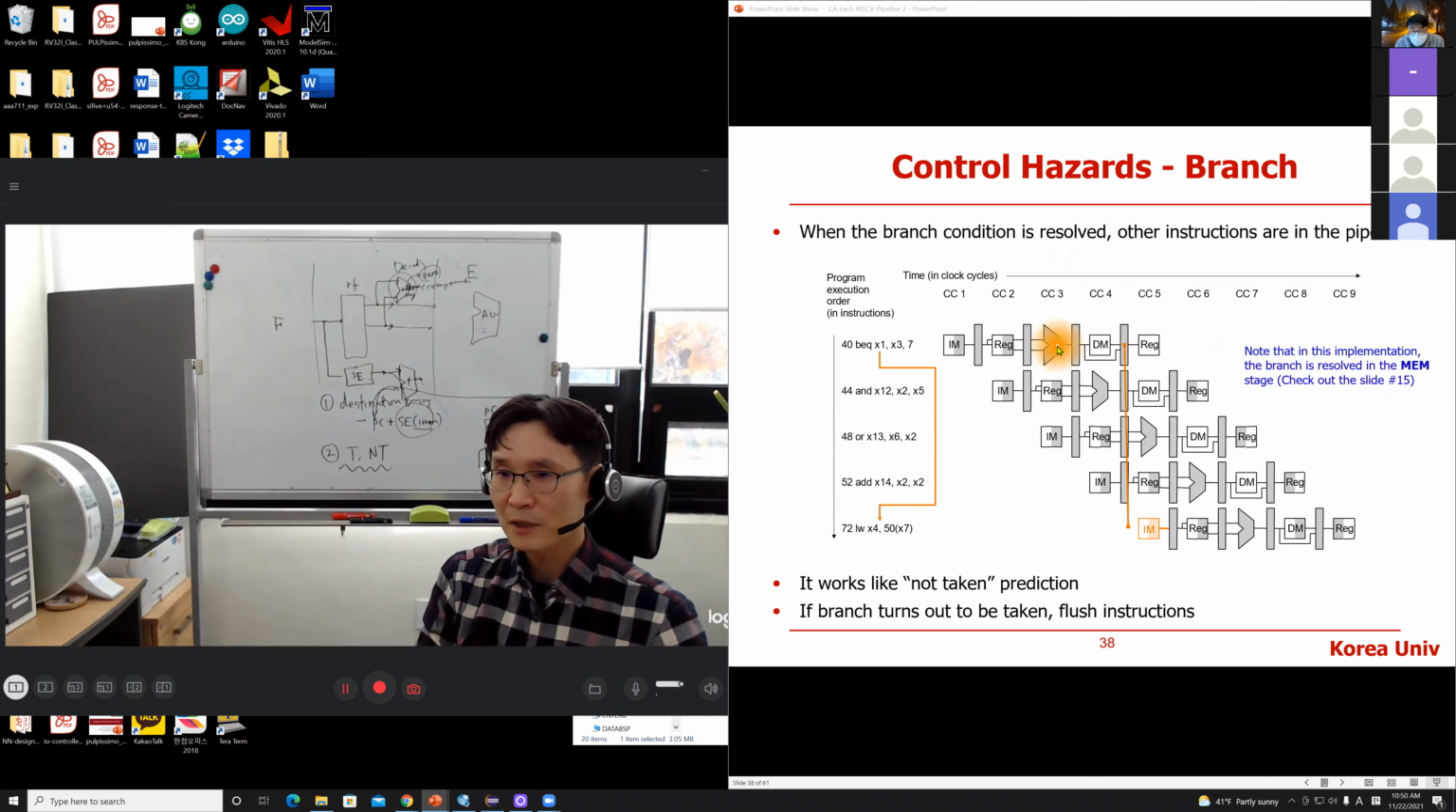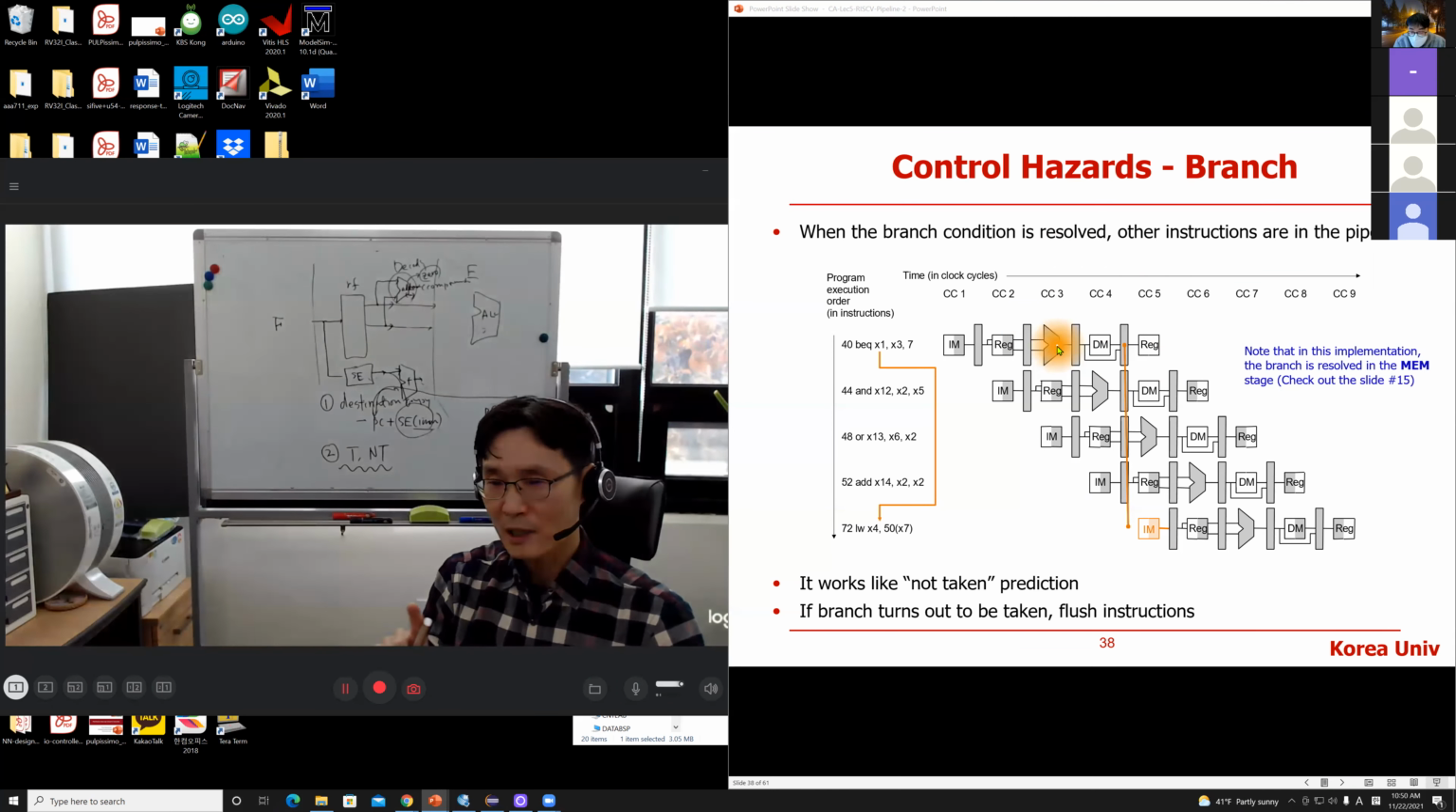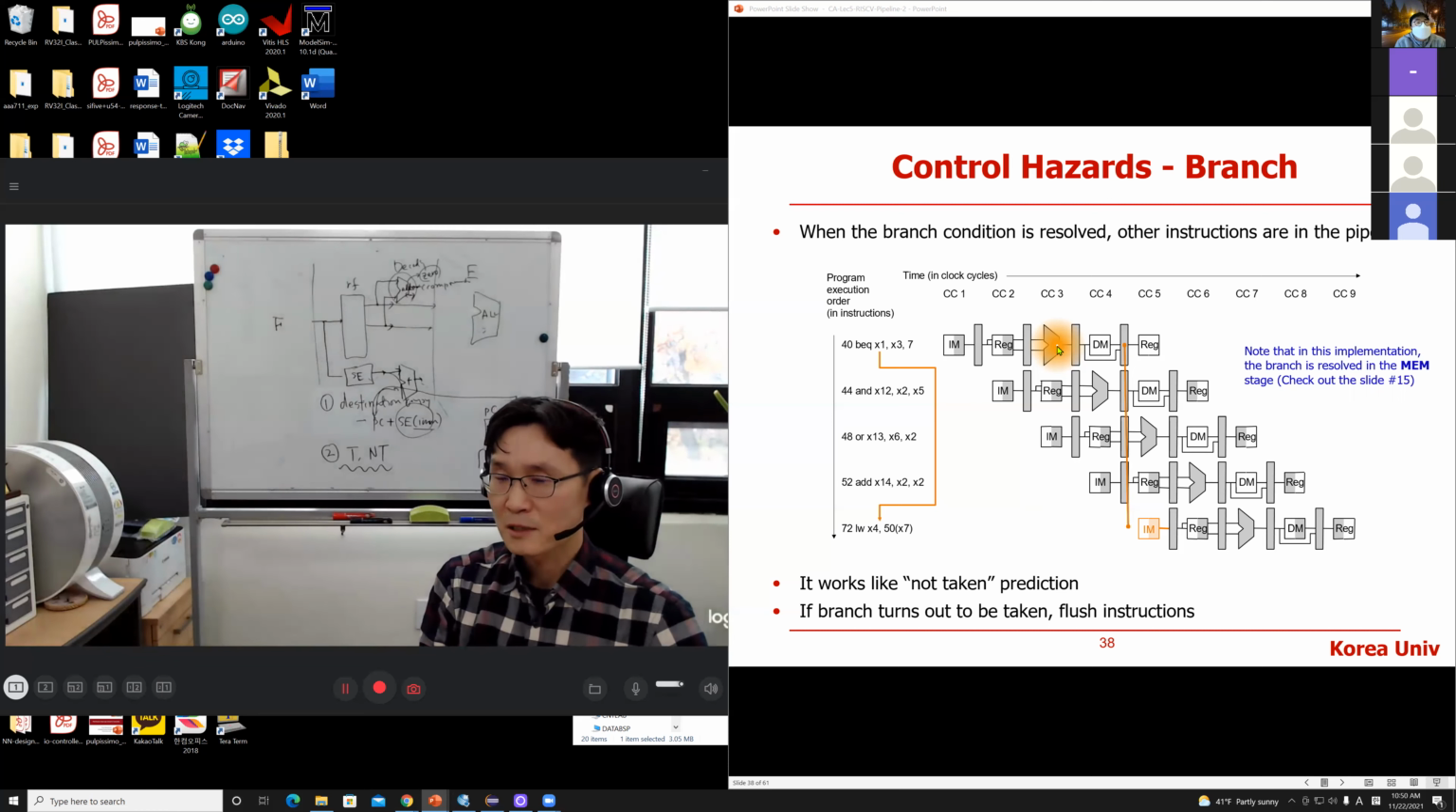So there could be several different implementations, depending on your design choice. How do you design it? It is your design choice. Instead of resolving the branch in execution, I want to resolve the branch in the memory access stage. So in this particular design, we assume the branch is resolved in the memory access stage.